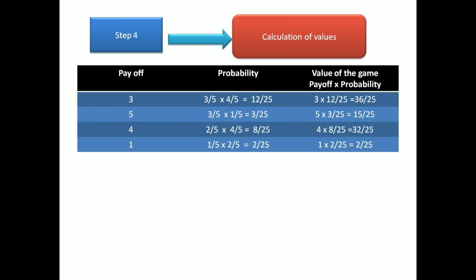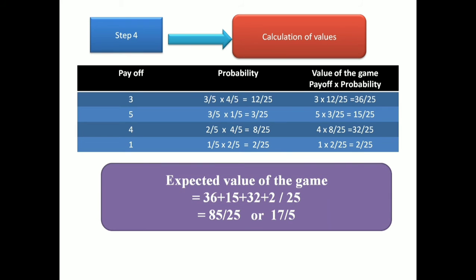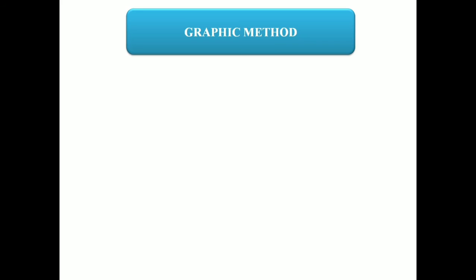So this is how to find the value of the game part: payoff into probabilities. Then you have to find the final expected value of the game by finding the total of all those values together. So here it is 85 by 25, that is 36 plus 15 plus 32 plus 2 divided by 25, which is equal to 17 by 5. So this is the value of a mixed strategy game.